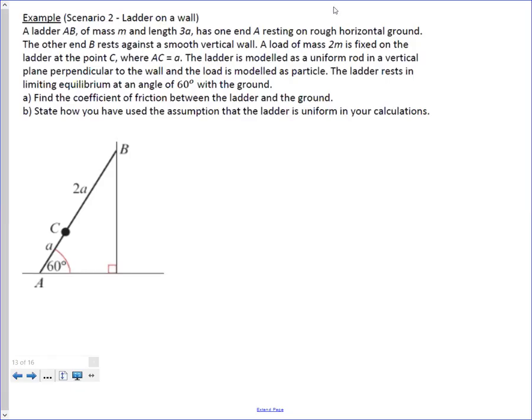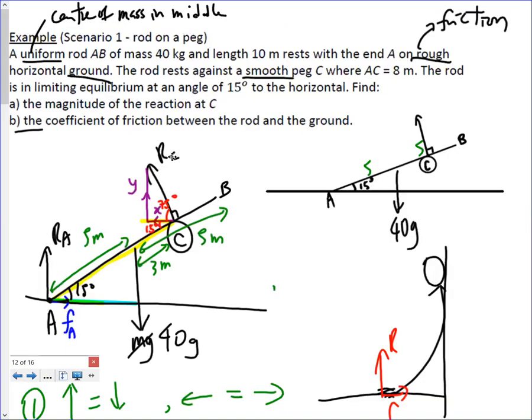In this lesson, we are looking into scenario number 2 of chapter 7.4, which is a ladder on a wall. Now, ladder is a very common type of question in this particular topic. As I've mentioned before, there are 3 scenarios that the question likes. This one, the ladder, comes up the most frequently. The difference between this lesson and the previous one about the rod on a peg is just that the forces on it will be different. So you have to understand where the forces come from.